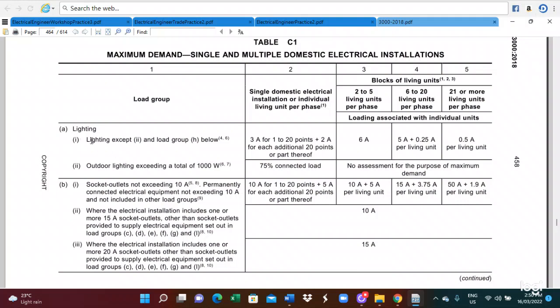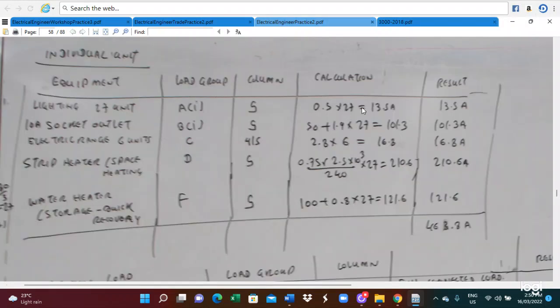So this is column 5. Load group A1 is lighting, so this is the lighting point. For the 27 units, we have to refer to this formula: 0.5 ampere per living unit. So 0.5 multiplied by 27. We substitute 0.5 multiplied by 27, and we get 13.5 ampere.